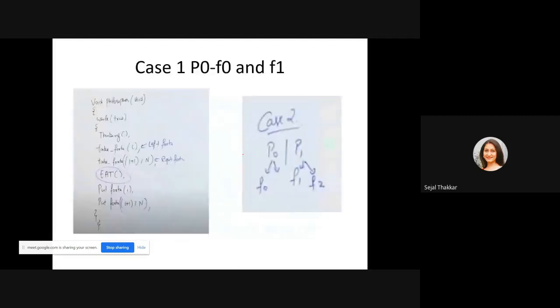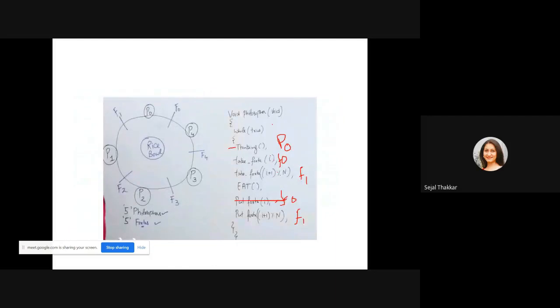There are two cases. In case 1, P0 requires fork 0 and fork 1, and he will eat and keep the forks down. Now both the forks are free. Now P2 will come, and then P1 will come. This has kept both the forks down. So now both the forks are free.